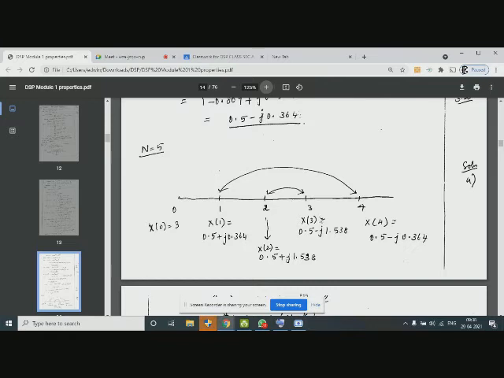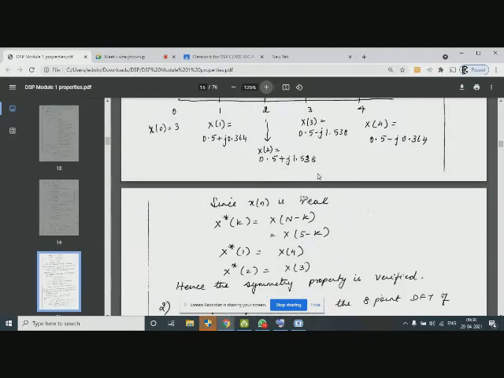That means second and third values are conjugate symmetric. 0.5 plus j 1.538, see, this 0.5 minus j 1.538. Is it not? Then you have 0.5 plus j 0.364, 0.5 minus j 0.364. First and fourth values are conjugate symmetric. How to see this? 2 plus 3 is 5. 1 plus 4 is 5. The index values I'm telling. So ideally, for any problem you take, this conjugate symmetry is proved.